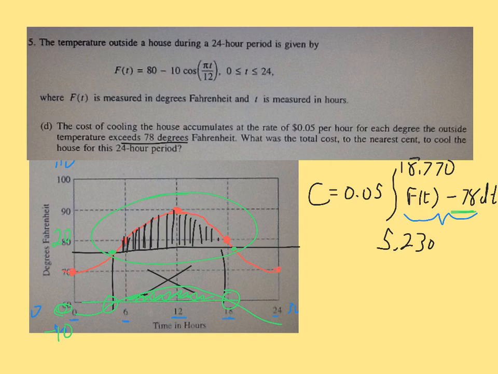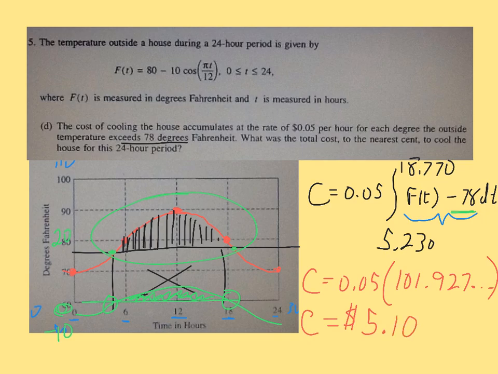And the calculator is working. My cost then is going to be 5 cents times, this is 101.927, it just keeps going. So I'm going to put answer times 0.05. And the cost of running my air conditioner in dollars will be 5.10. It's money, so let's put that as 2 decimal places.